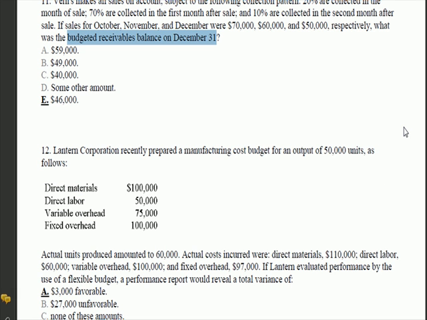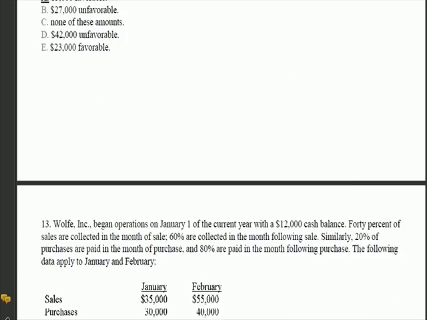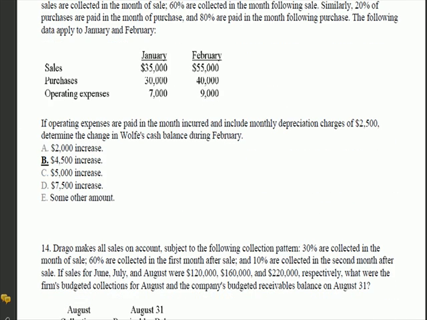Let's go on to the wolf example on the next page, which gets a little more complicated. We're just talking about January and February. And in this case, you'll see we have sales, we have purchases, we have operating expenses. Sales, dollars in; purchases and operating expenses, dollars out. What's different in this case, we're given a beginning cash balance. We're told when the sales are collected in percentages. We're told when payments are made for purchases in percentages.